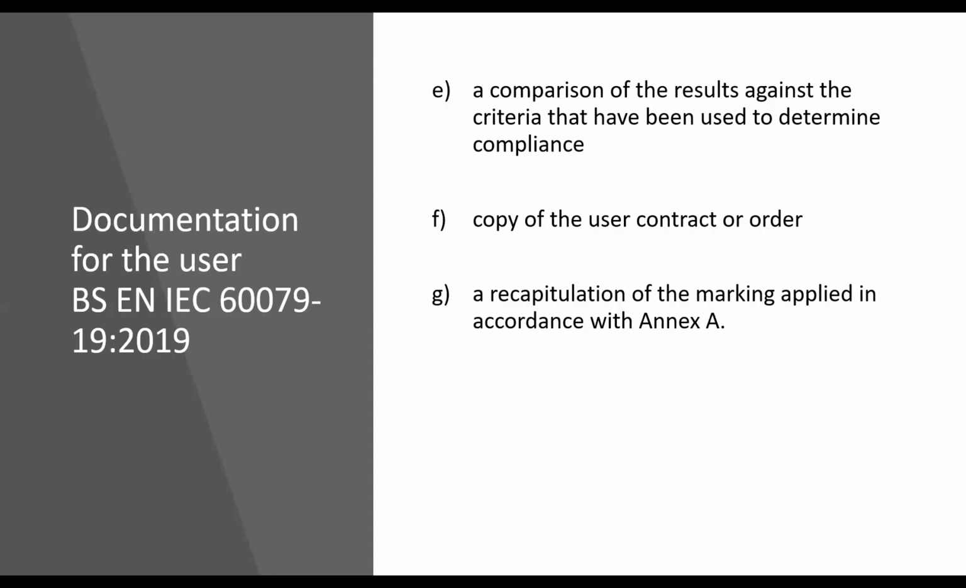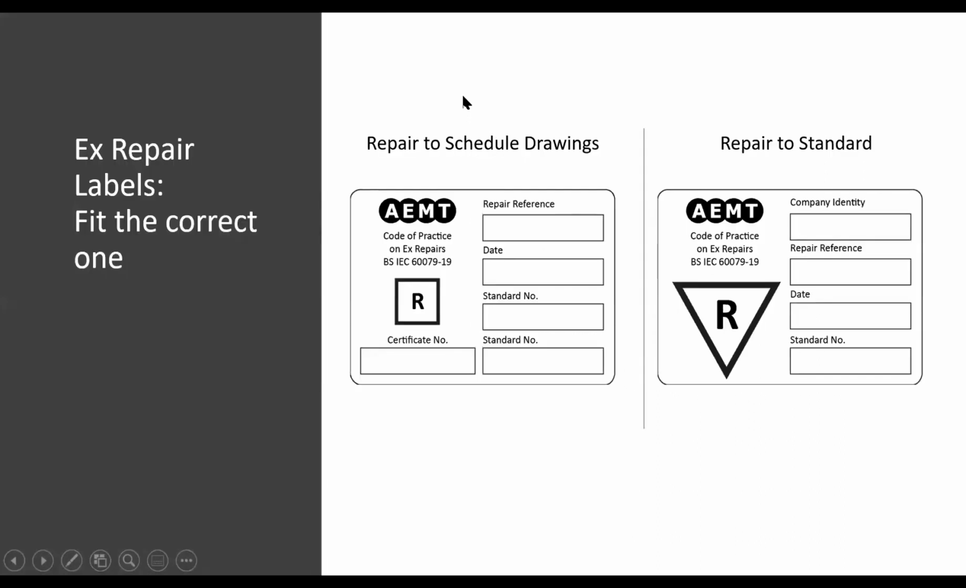A copy of the user contract or order should be sent, and then a recapitulation of markings applied in accordance with Annex A. Annex A is the marking which repairers put onto a repaired piece of equipment. If you're repairing to scheduled drawings, you should have a repair label with a square on it. If you are just repairing to the standard to which it was manufactured, you put an inverted triangle on it.